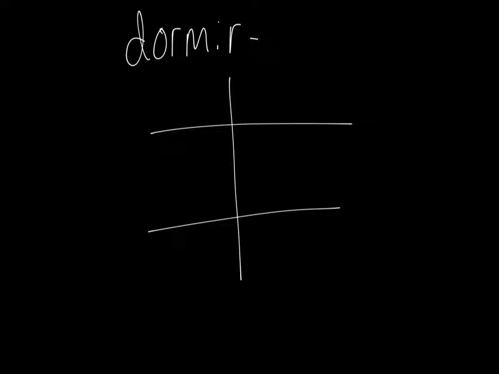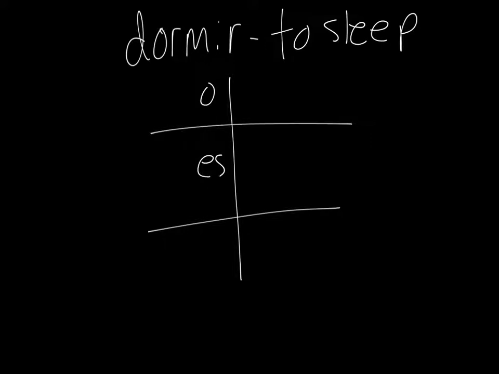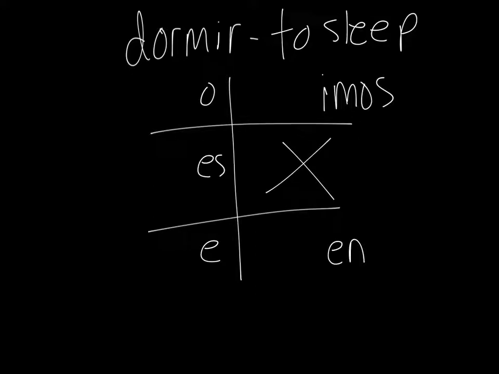So let's review. Dormir means to sleep. And so let's go ahead and look at the endings for IR verbs. In the yo form, it's O. In the tú form, it's ES. In the él, ella, usted form, it's E. In the nosotros, since it's an IR verb, it's going to be imos. And then in the ellos, ellas, ustedes, it's going to be en, right? O, es, e, imos, en.